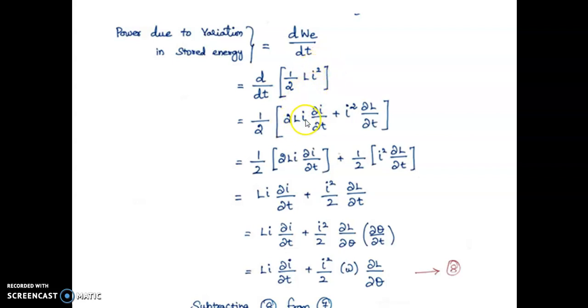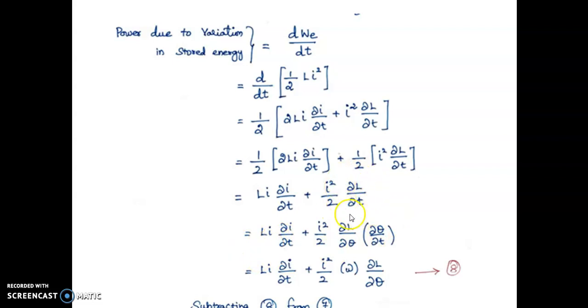So we will be getting 2I dou I by dou t plus, then we are keeping I square as it is and we are differentiating L. So I square into dou L by dou t. Next we are splitting each and every term. So 1 by 2 into 2 L I dou I by dou t plus half into I square dou L by dou t. Next this 2 and 2 will get cancelled. So we will be getting L I dou I by dou t plus I square divided by 2 dou L by dou t.